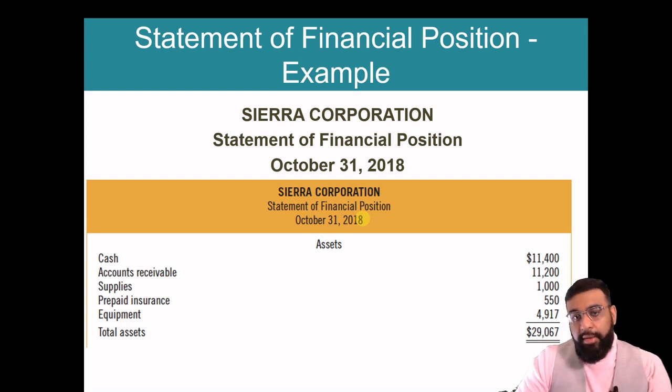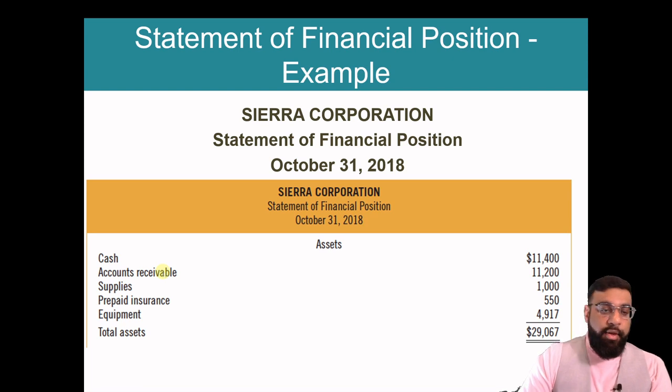So once again, the date for the income statement and the statement of changes in equity was for the month ended, but for this one it is going to be at October 31st, 2018. Very important. So assets always go first. Assets are listed in the order of liquidity. What this means is that we list first what we could convert to cash the fastest. So cash goes first, accounts receivable goes second, supplies goes third, prepaid insurance, and then we have equipment.